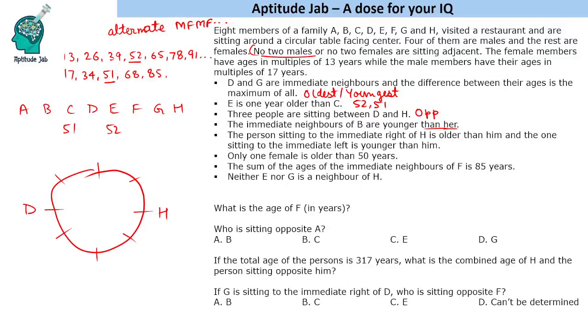The person sitting to the immediate right of H is older than him and the one sitting to the immediate left is younger than him. So that means H is a male. So that means that D is also a male member.